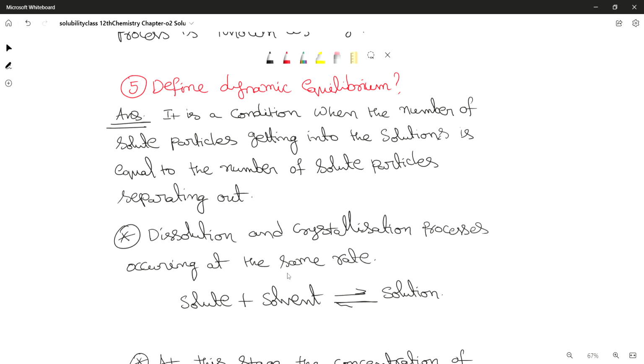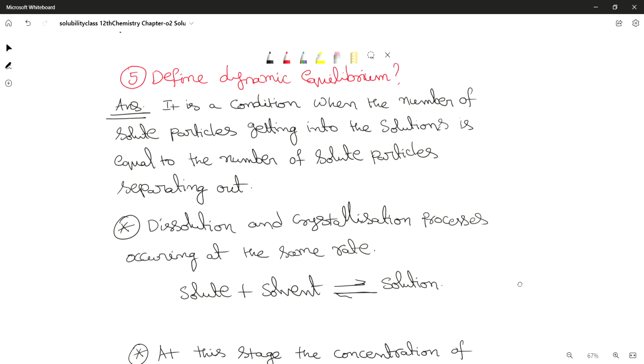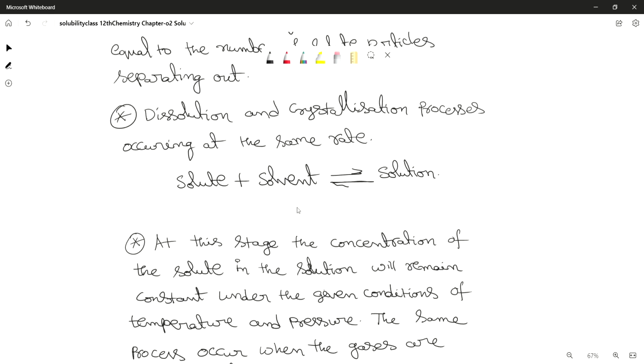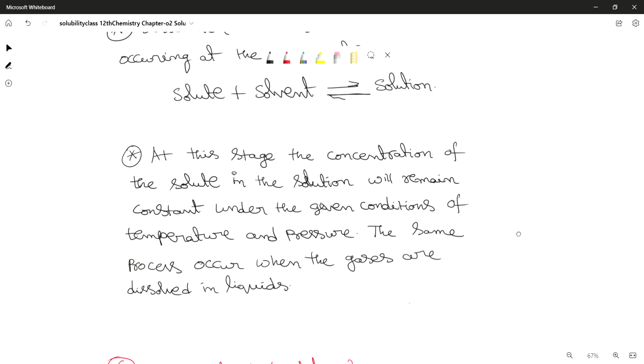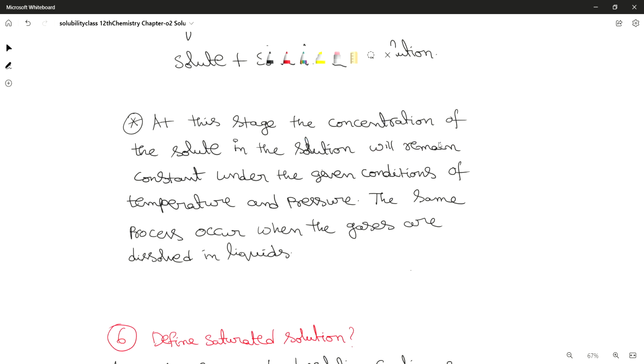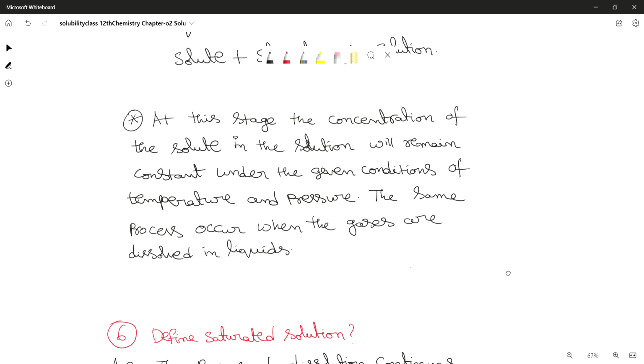So solute plus solvent gives solution. At this stage, the concentration of the solute in the solution will remain constant under the given conditions of temperature and pressure. The same process occurs when gases are dissolved in liquids. So let's go to the next question.